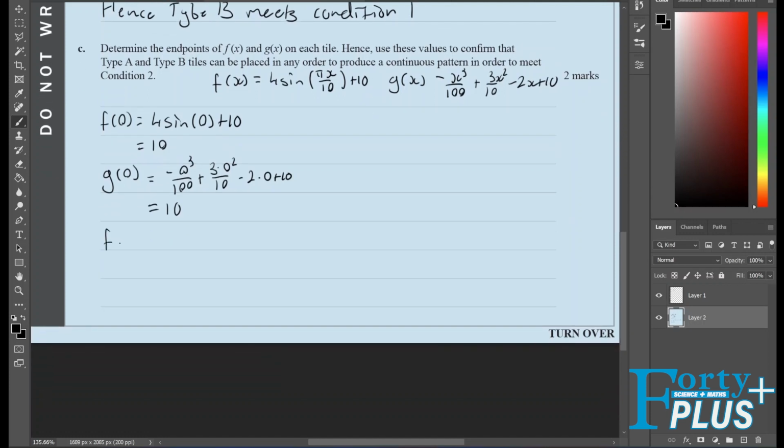And then f of 20. So that's going to be 4 sine of pi on 10 times 20, which is 2 pi, plus 10. Sine of 2 pi equals 0, so that's just going to be equal to 10.